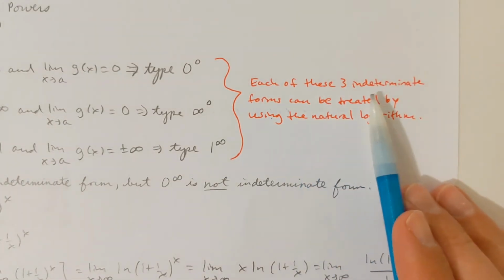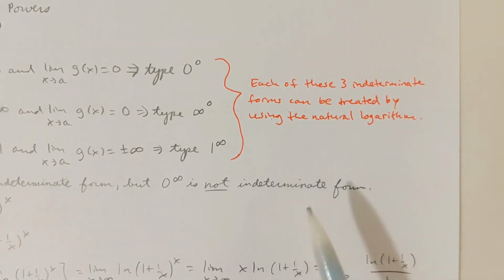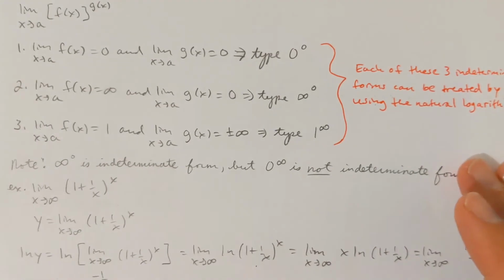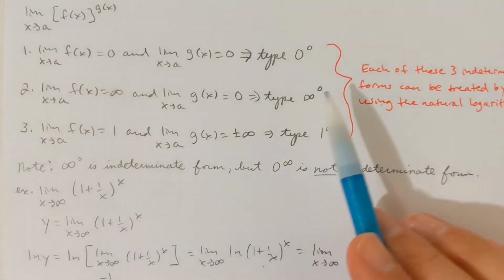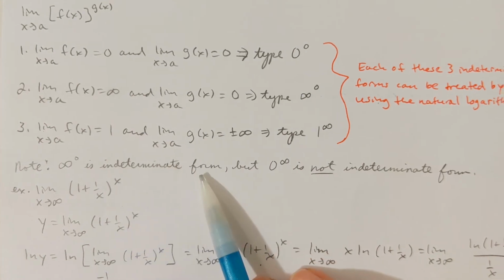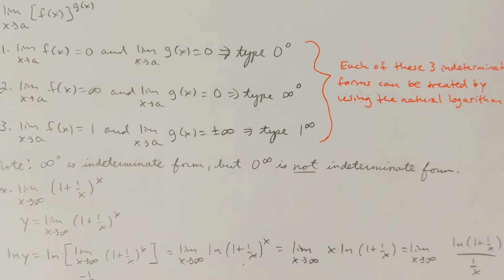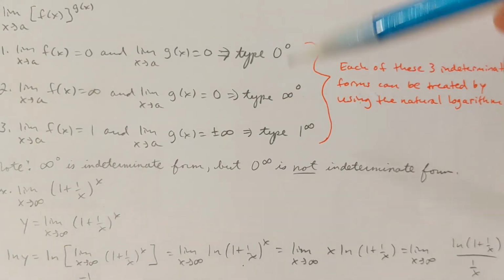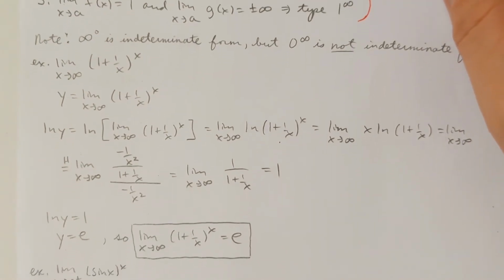Now, each of these 3 indeterminate forms can be treated using the natural logarithm and also L'Hopital's rule. There's a note here before we look at some examples. Infinity to the 0 power is an indeterminate form, but 0 to the infinity is not an indeterminate form. So be careful about that. There is an arrangement of the items here. Okay, let's take a look at an example.